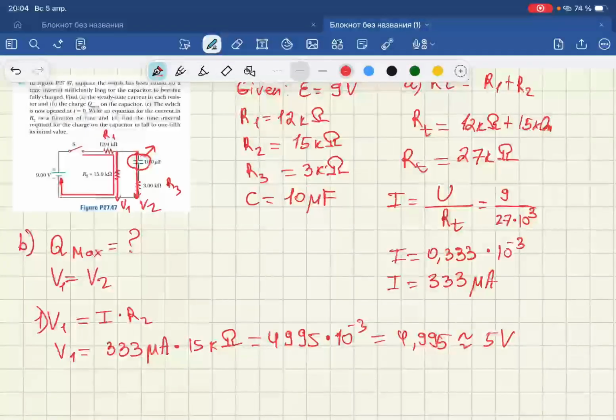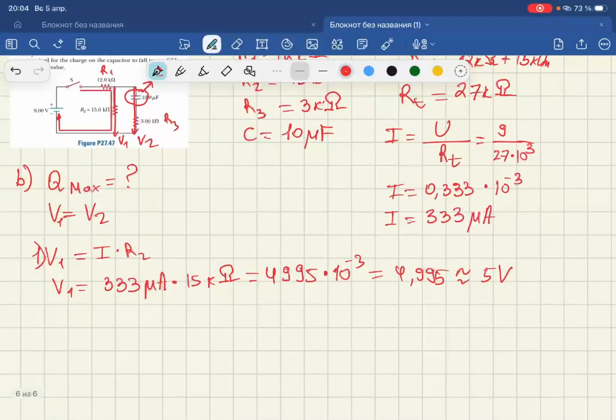So we found the voltage of the first line. We can take the second voltage as 5 volts as well, because they are equal due to the resistors being connected in parallel.